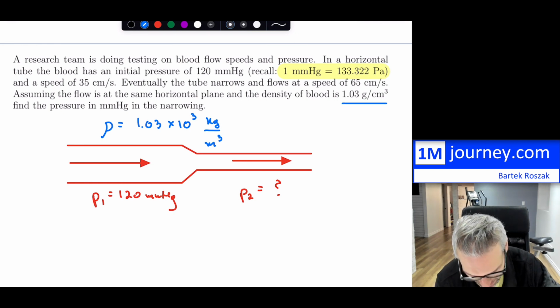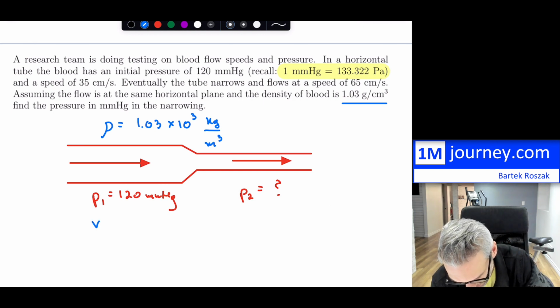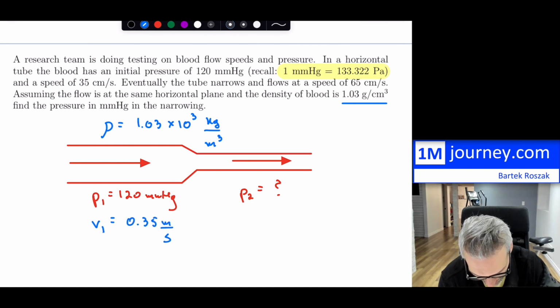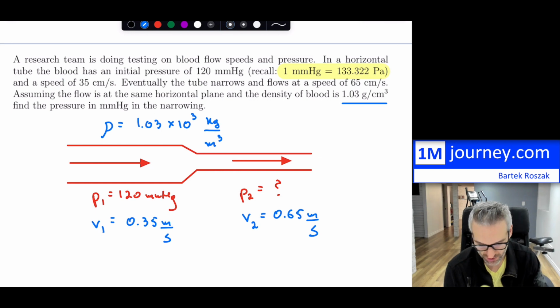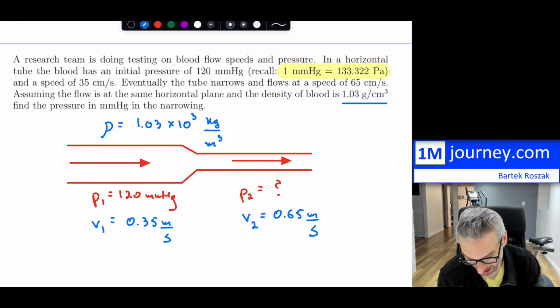So I have the density. Now I have all of the speeds. Notice that the speed initially is 0.35 meters per second over here, and the speed over there is 0.65 meters per second, because centimeters to meters is an easy conversion. So I have all of that. I'm going to have to use Bernoulli's principle in order to solve this.